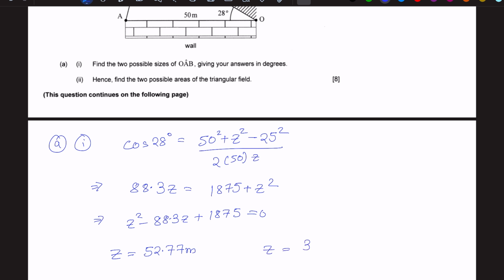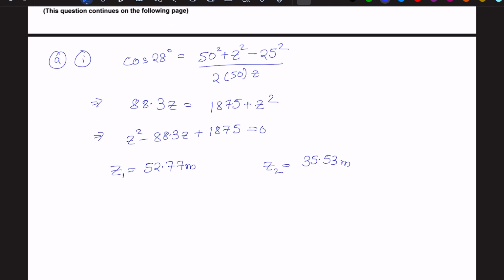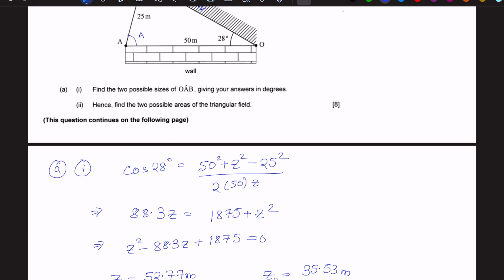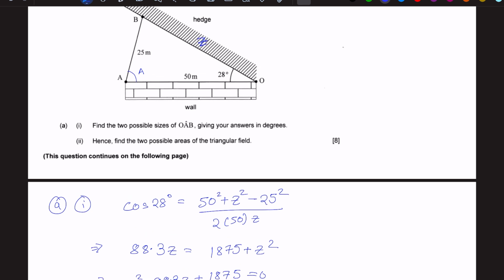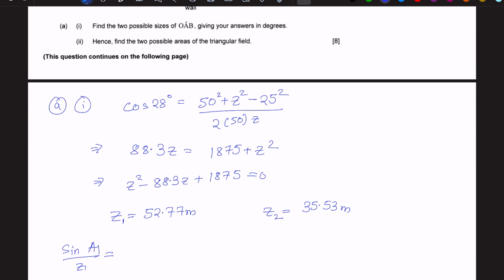Now if I solve this equation for Z using a calculator, I'll get Z as 52.77 meters, or Z as 35.53 meters. Let's say this is Z1, this is Z2. Now I'll use the sine formula. Let's say this angle is A. We'll have to find two angles, so I'll use A1 and A2. A1 is for Z1 and A2 is for Z2. So I can say sine A1 by Z1 will be equal to sine 28 by 25.